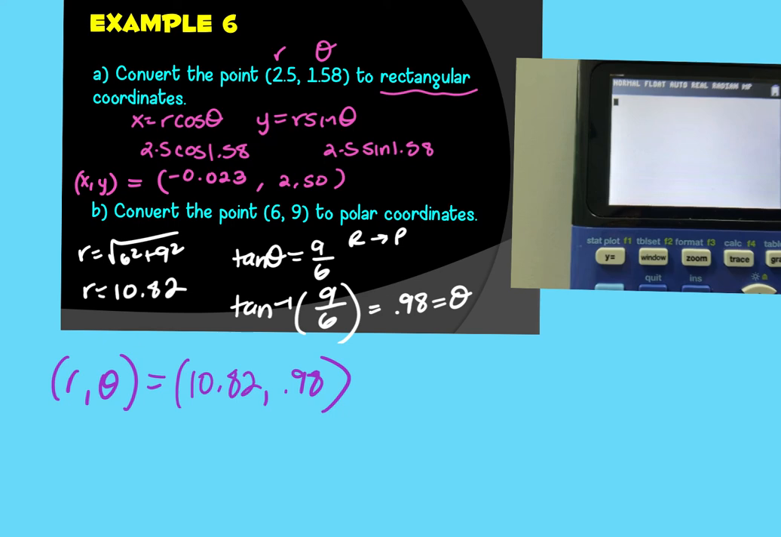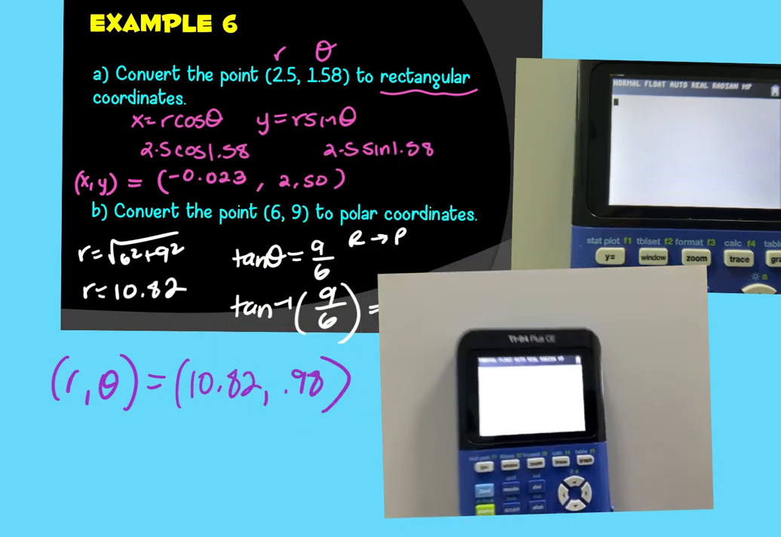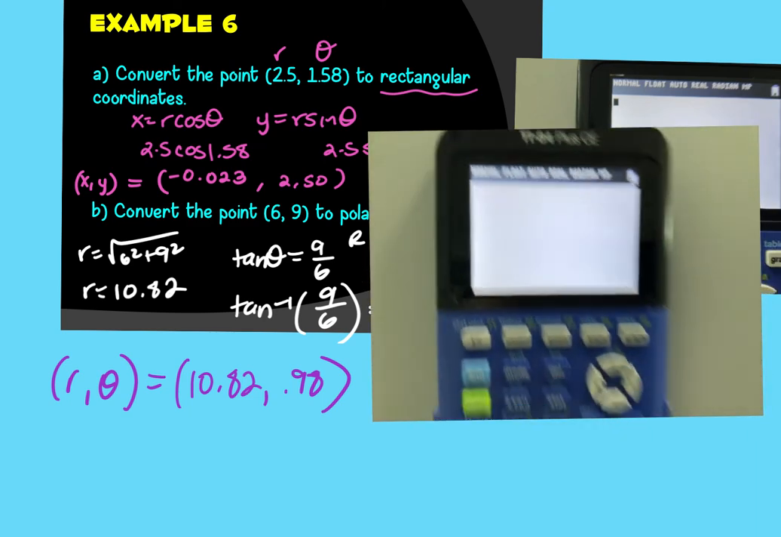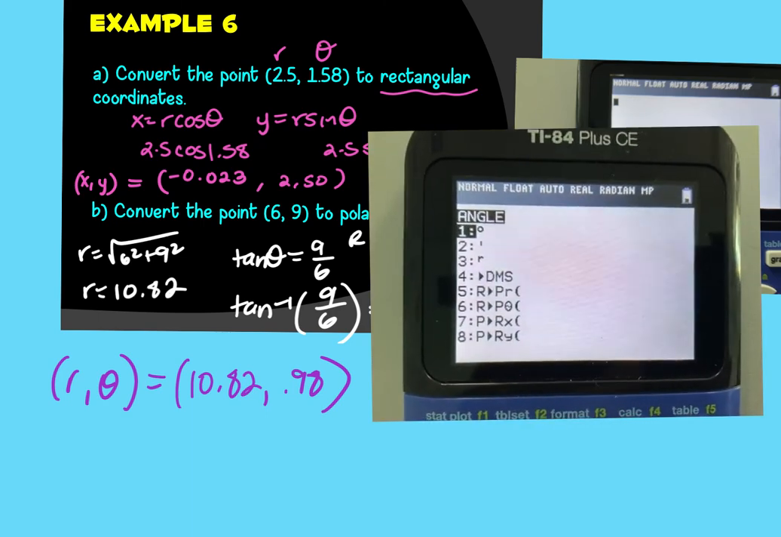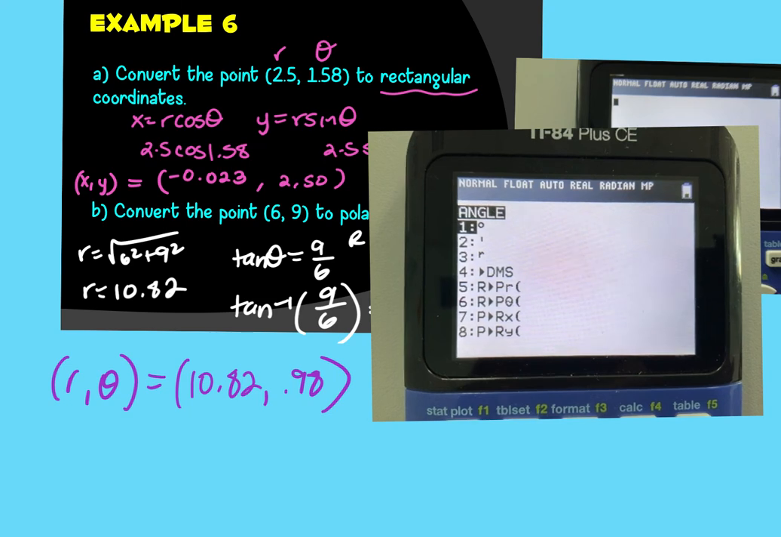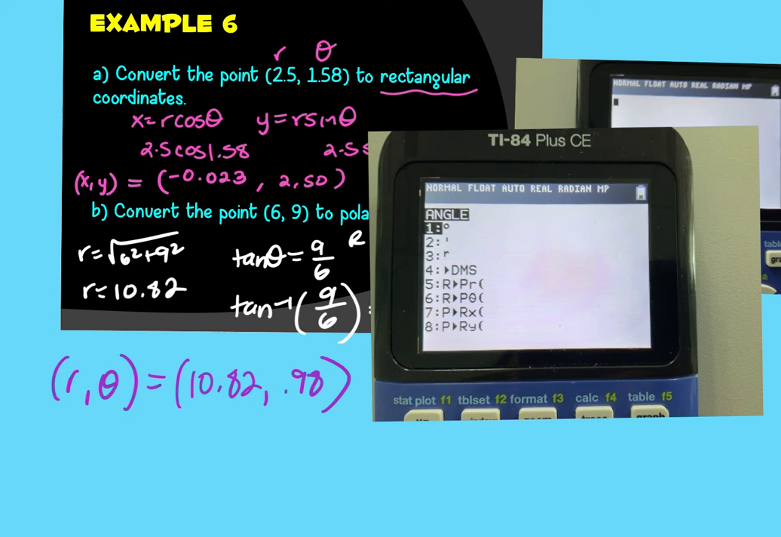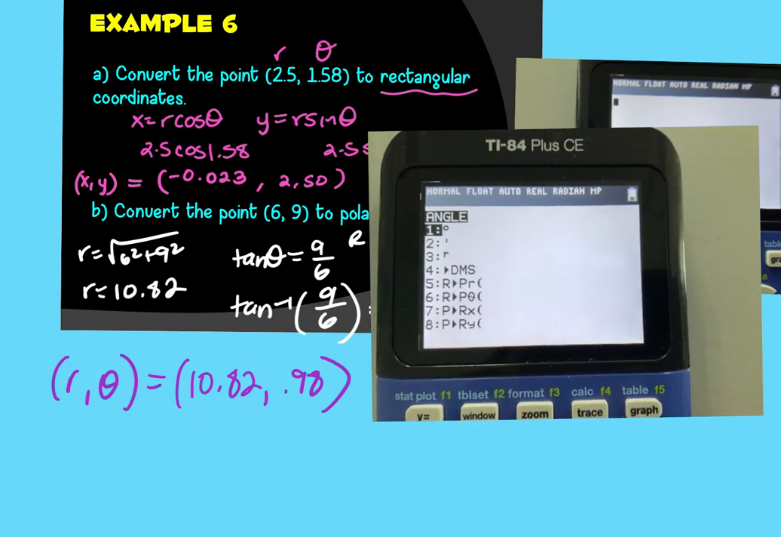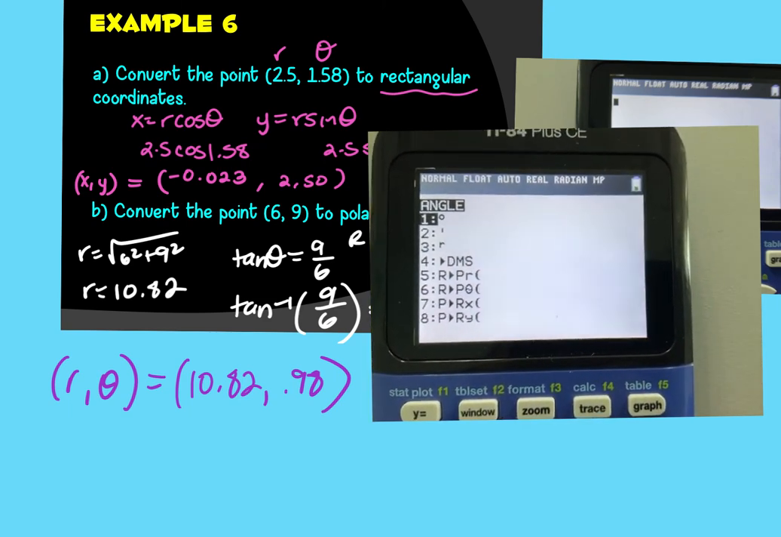So those can be done on any scientific calculator. If you have the 84 and the 83, I think they have the same menu, but I'm going to show you a little bit of a shortcut. There is a button under the angle menu. If you go second, apps, and you go to that angle menu, there is 5, 6, 7, and 8. You see 5 says R to Pr and R to P theta, and 7 says P to Rx and P to Ry. So R to Pr means rectangular to polar, and it's going to give you the r.